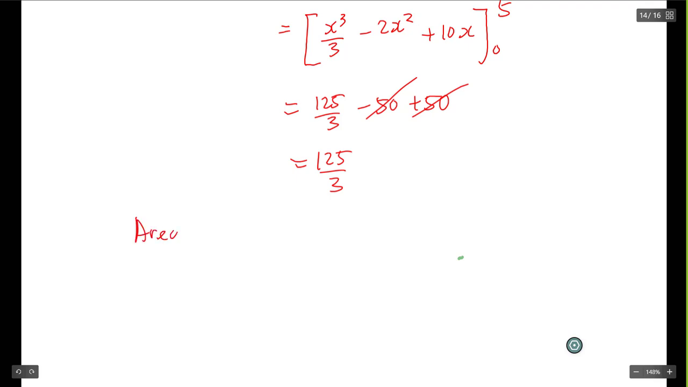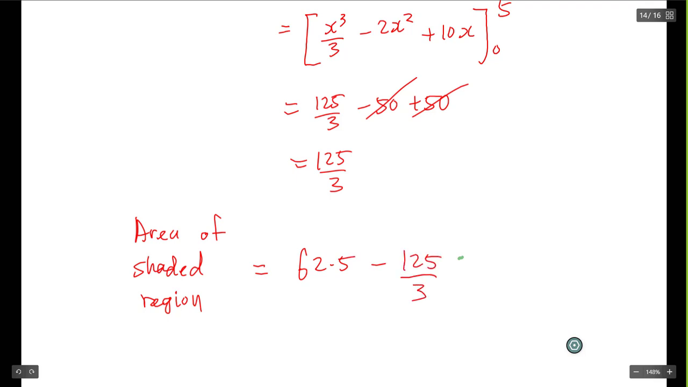So the area of the shaded region is equal to the trapezium, 62.5 just now, minus 125 over 3. Then we can get our answer easily by using the calculator, definitely. 62.5 minus 125 over 3. So we get 125 over 6, or if you prefer decimal, you can leave it as a decimal, which is 20.8.